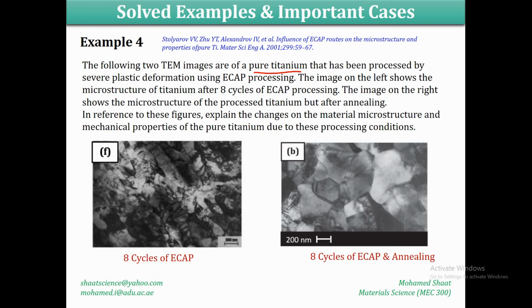As I said, we are going to form a die. This die should have a channel. This channel is going to be angular. It has an angle. Then we are preparing a sample of this pure titanium, and then we are pushing the material sample to go through this channel, so it will be angled. So this is the entrance, and it will exit from this side. Upon this process, so this is one cycle of the ECAP processing.